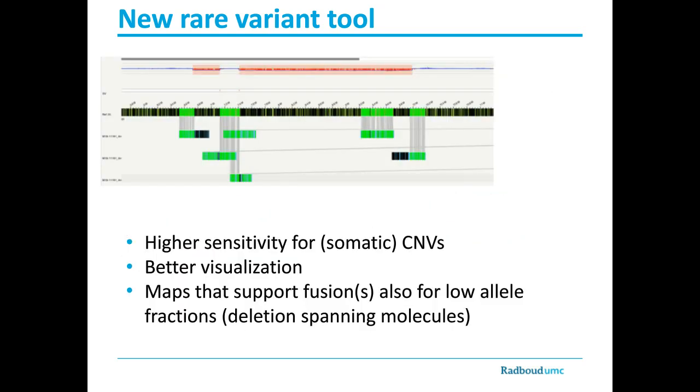If we zoom into individual events, we now see that thanks to the new Varian tool, we have a higher sensitivity for especially somatic CNVs, or general structural variants. We have a much nicer visualization of the CNV profile, which you can see on the top. And what is very nice is that the CNV profile and the individual maps of the molecules down below support each other. So we now have many deletion-spanning molecules that support individual events.